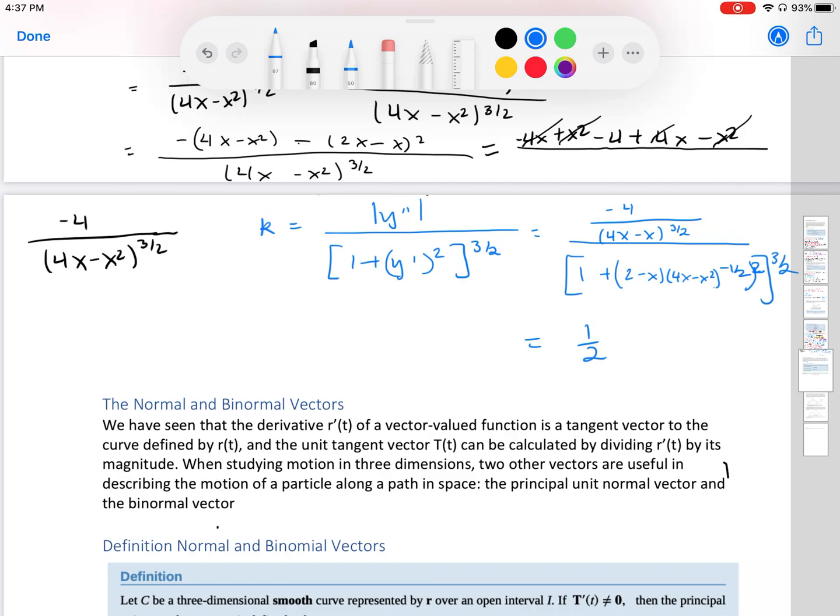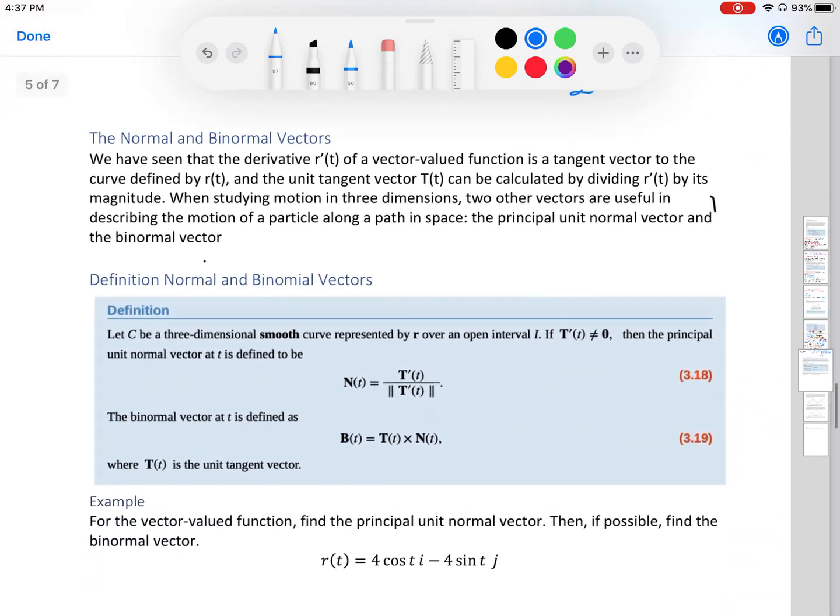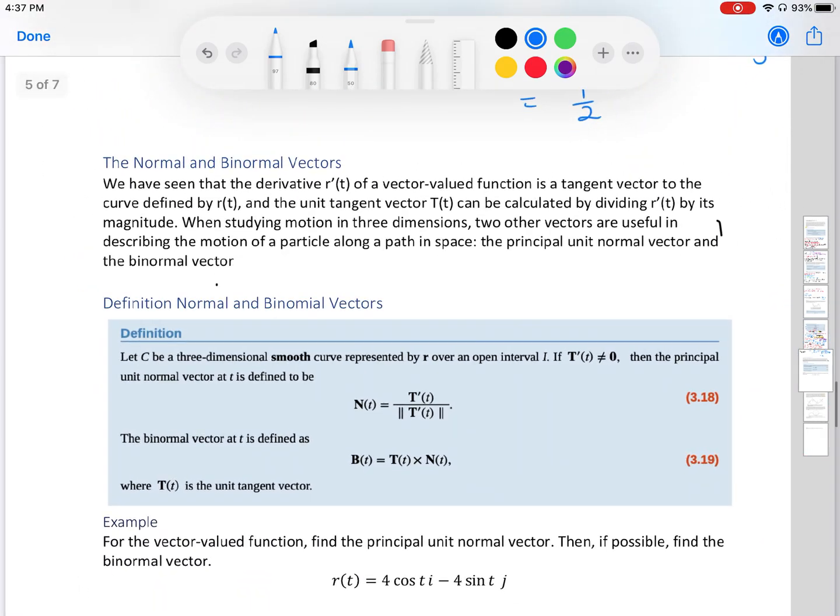That one was challenging. All right, let's continue with the normal and binormal vectors. We have seen the derivative r prime of t of a vector valued function is the tangent vector to its curve defined at r(t). And the unit tangent vector T(t) can be calculated by dividing r prime of t by its magnitude. When studying the motion in 3 dimensions, 2 other vectors are useful when describing motion of a particle along the path in space: the principal unit normal vector and the binormal vector.